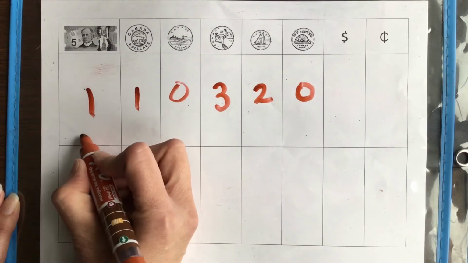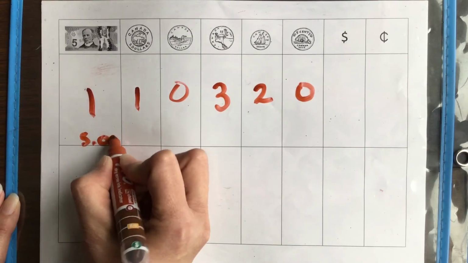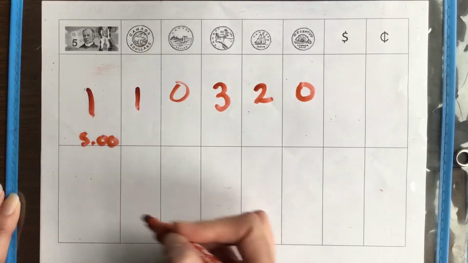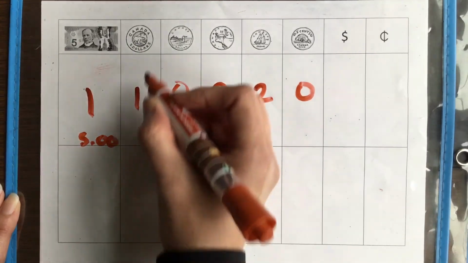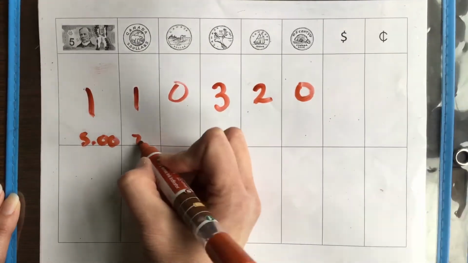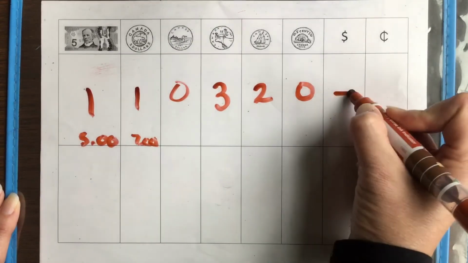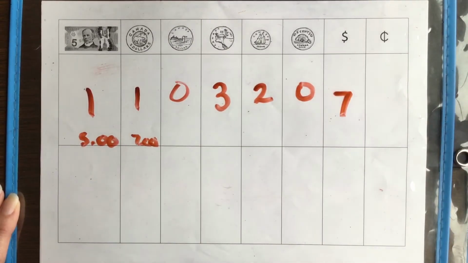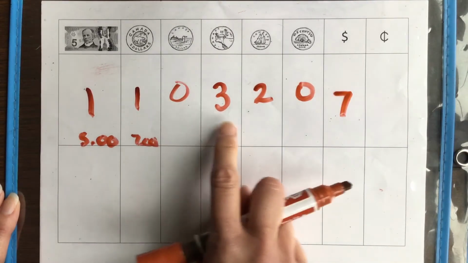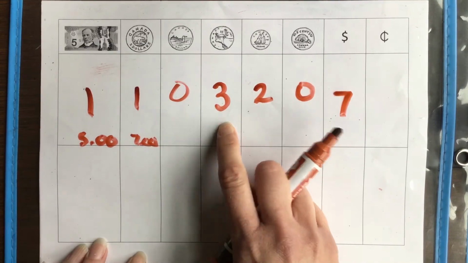And I can even show you what that looks like. I have 5 plus a toonie, what's 5 plus 2? Now I'm at 7. So I'm going to write $7 in my total. I have no loonies, so I skip it. I'm going to go to my coins now.